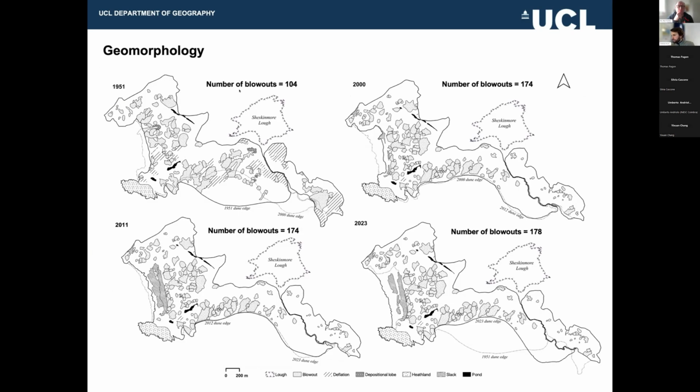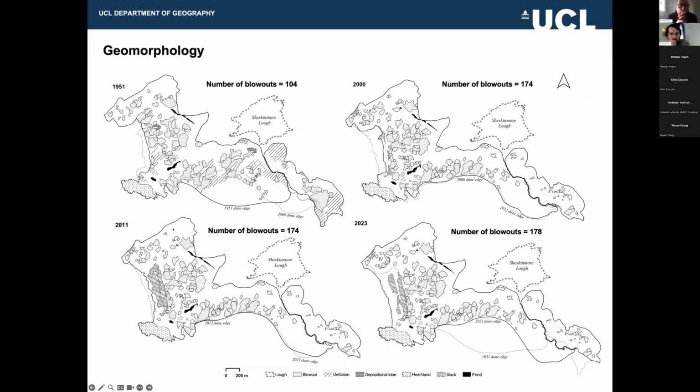As some results, this is a summary of the mapped geomorphology for each of the 4 years, also indicating the number of blowouts. It is noticeable that there is a rapid increase in the number of blowouts from the 1950s to 2000, together with massive erosion on the south boundary of the site. So a large area of the beach here has been eroded.